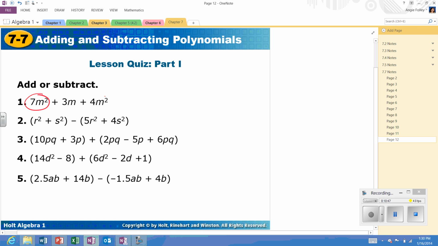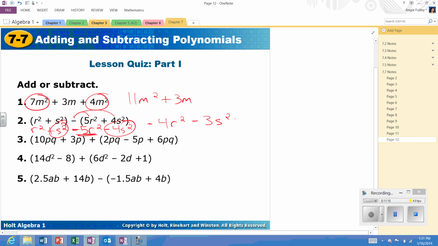Okay, 7m squared and 4m squared becomes 11m squared, and then plus our 3m because there's no more to add. I need to distribute this, so I actually have a negative 5r squared and a negative 4s squared. So r squared plus s squared minus 5r squared minus 4s squared. The r's become a negative 4. The s's become a negative 3.